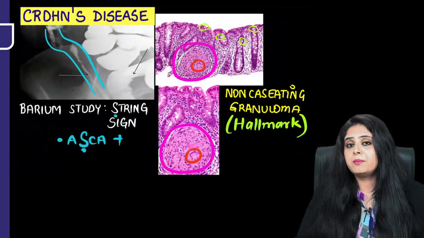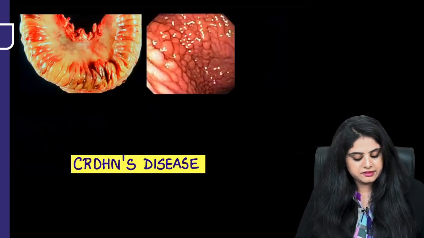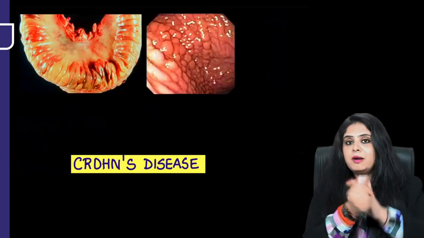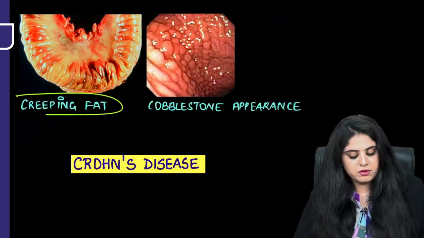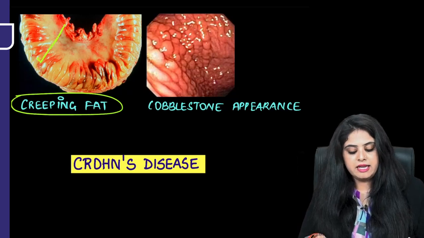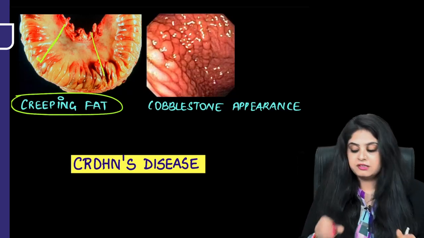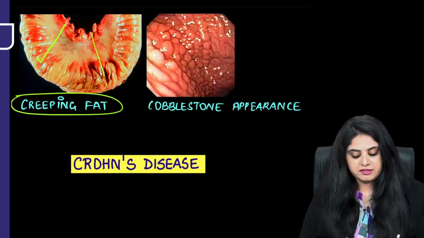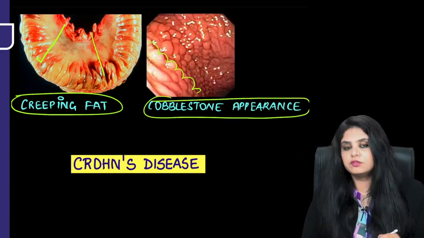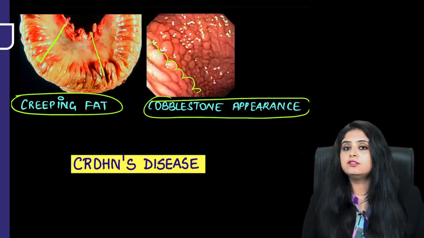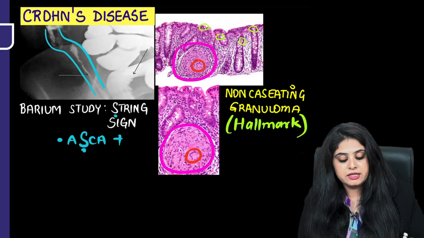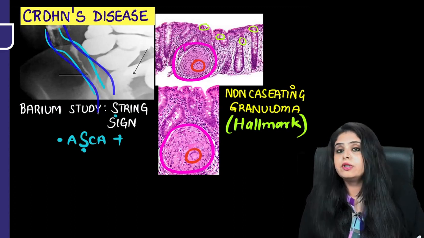Crohn's disease comes to my mind, but how will the specimen look? If you look at the specimen from outside, it looks like a bag of fat. Creeping fat. A specimen from outside is going to look all yellow, that is creeping fat. Whereas if you open the specimen and look at it from inside, it looks like stones. That is known as the cobblestone appearance. So outside bag of fat, creeping fat, inside cobblestone. That is Crohn's disease. How do I compare it radiologically? Radiologically it was showing you the string sign.